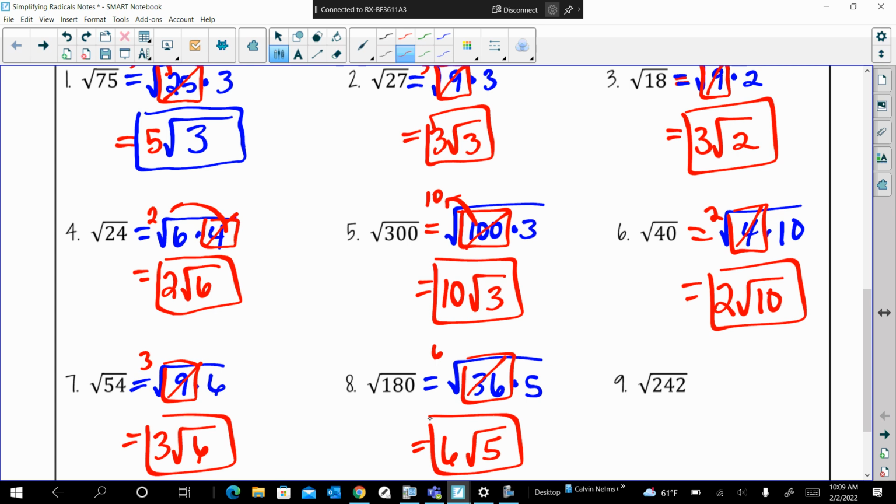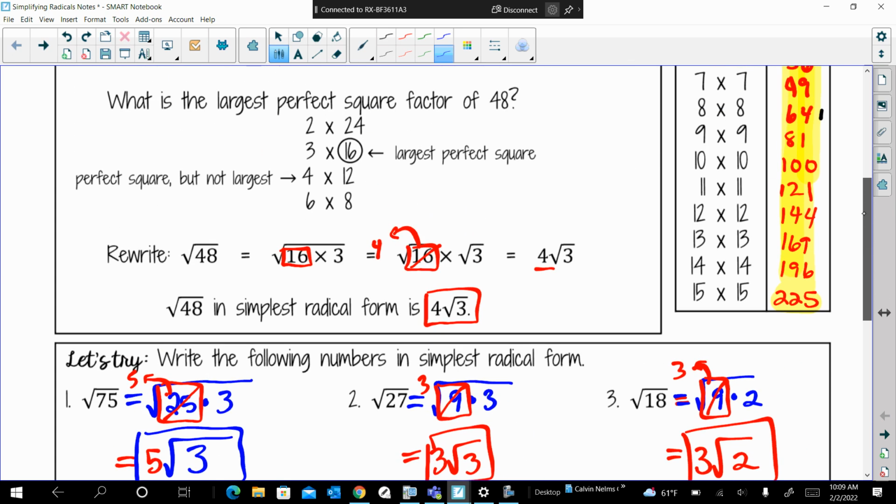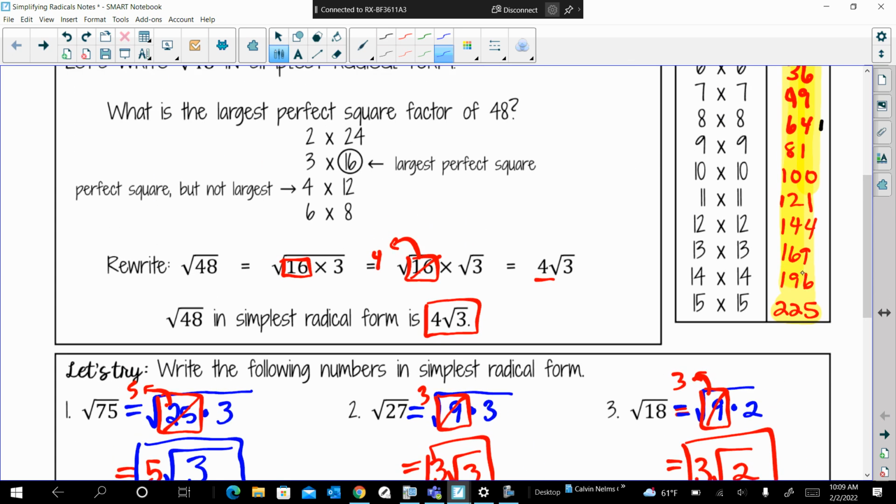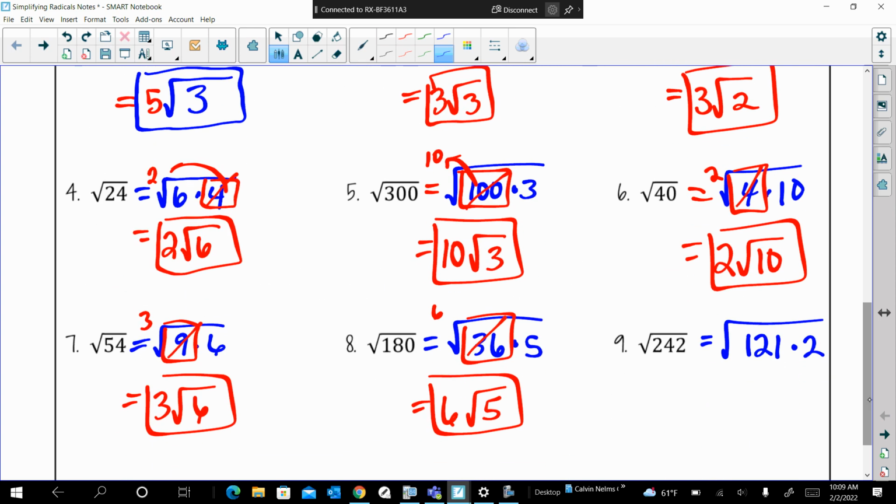Now we want 242. 121 times 2. 121 times 2 will give you 242. Guys, if you're not too sure what numbers to use, you should only pick numbers that are perfect squares, and pick something that is divisible by the radicand. Okay? So 121 works. 121 times 2. 121 is the perfect square. What is the square root of 121? 11. So that comes out to become 11. So this would be 11 root 2.